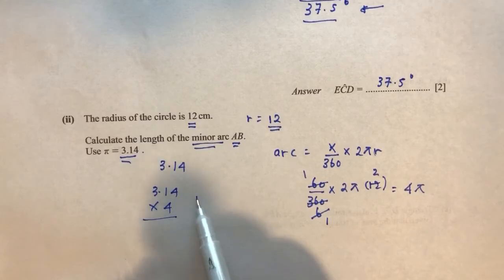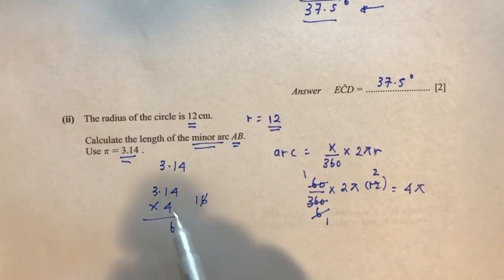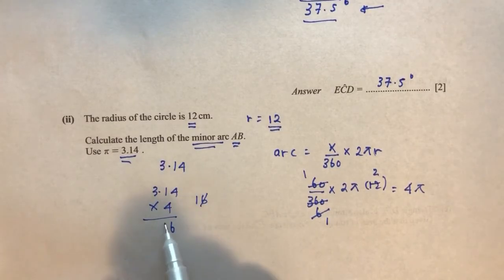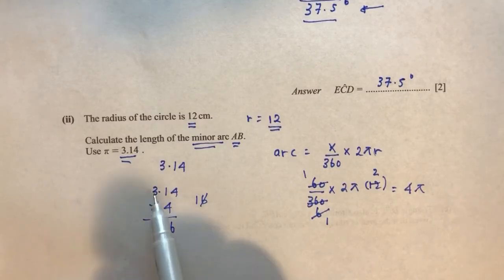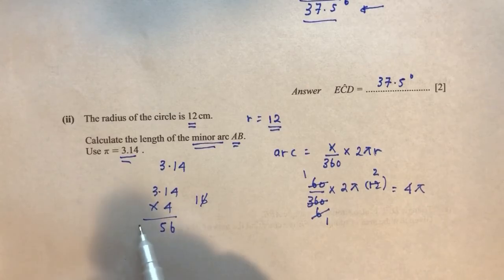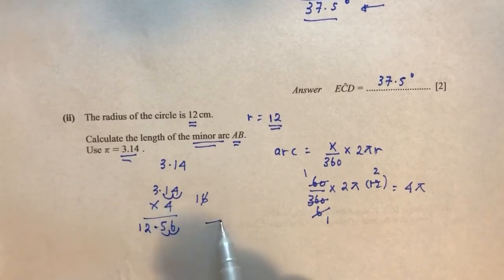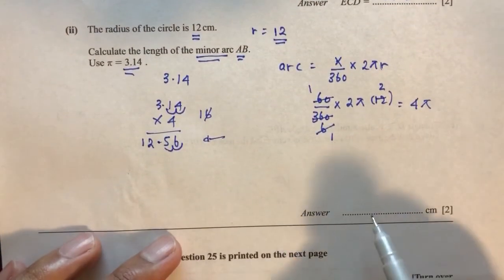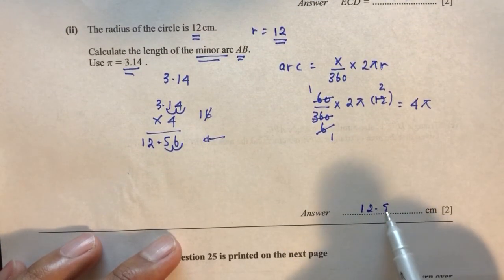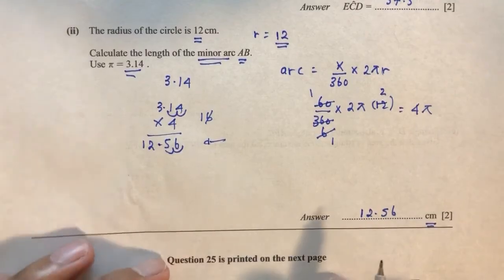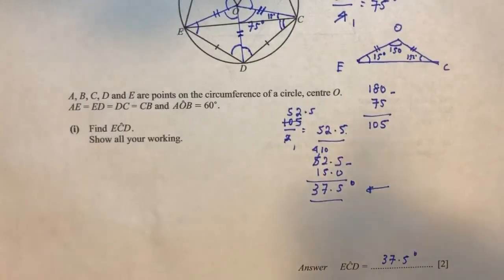So 4 times 4 is 16. 1 times 4 is 4 plus 1 will be 5. And 3 times 4 will be 12. We have 2 decimal places, so 2 decimal places. This will be my answer, which will be 12.56 centimeters. And that is for question number 24.